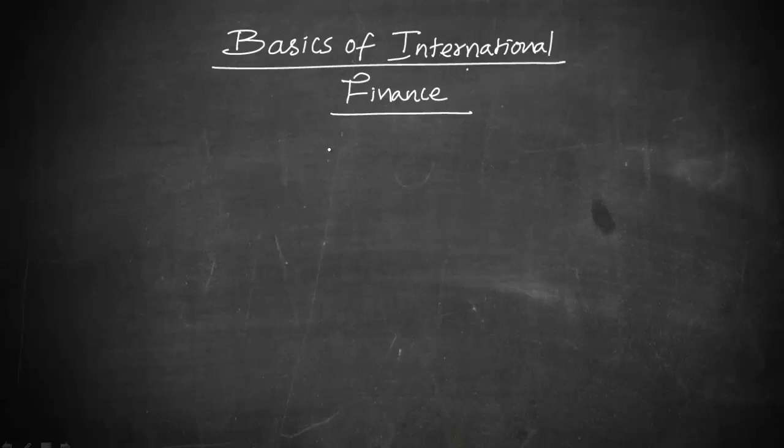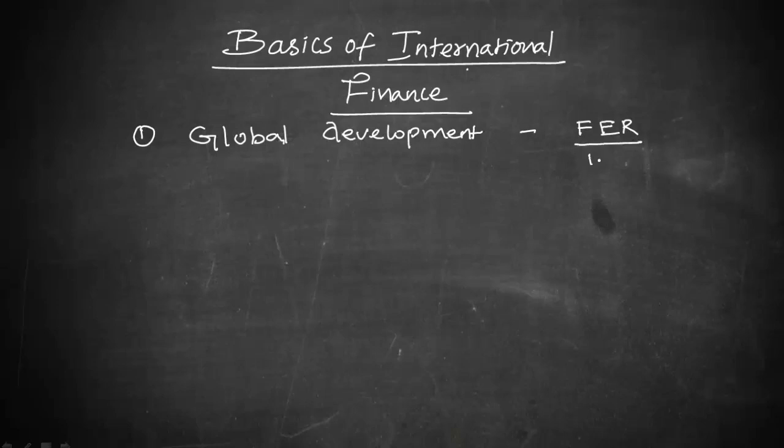Let's get started. To understand international finance, let us look back at the global developments that have taken place. If we recollect, the advent of floating exchange rate, I'll write it as FER, which means the price of one currency can be determined based on demand and supply. The advent of floating exchange rate in the 1970s has marked the beginning of big changes in the international finance arena.